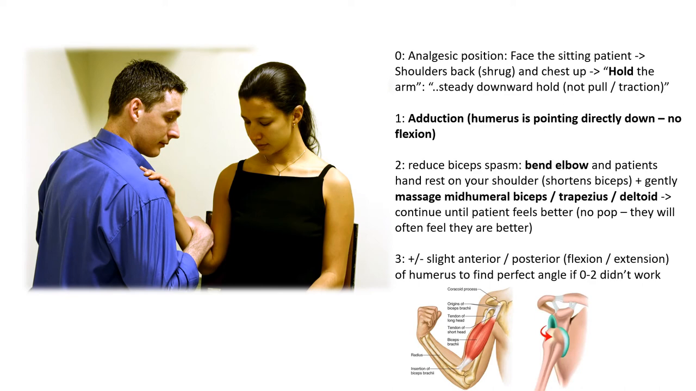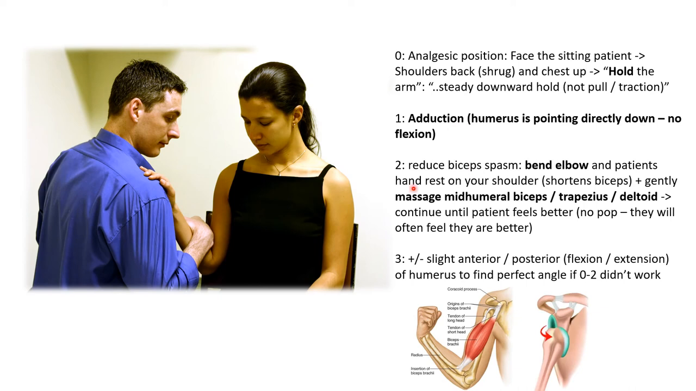And then gently massage the mid humeral biceps, and then massage the trapezius and the deltoids, and continue until the patient feels better. You will not hear a pop, but you'll just glide in, and suddenly they'll just look at you. This is especially good for patients who have had shoulder dislocations done a lot of times.